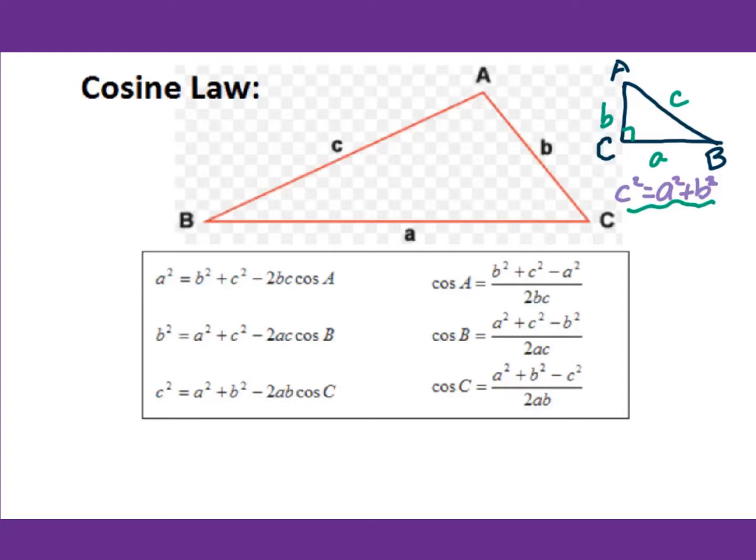Here is cosine law. We have c squared equals a squared plus b squared minus 2ab cosine C. Second form, that's cosine C equals a squared plus b squared minus c squared all over 2ab. For cosine law, we have four other forms.